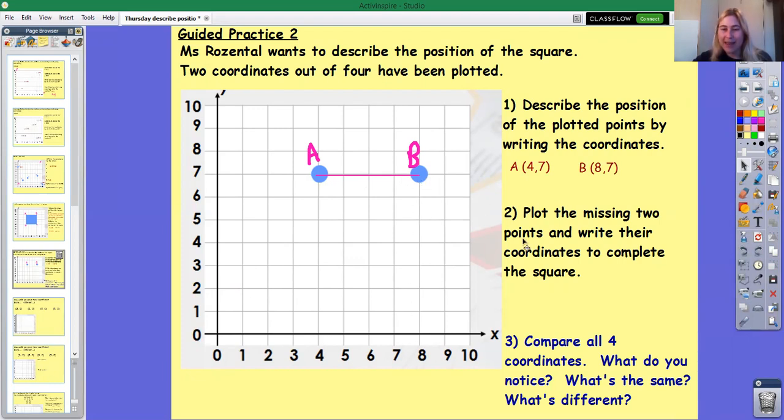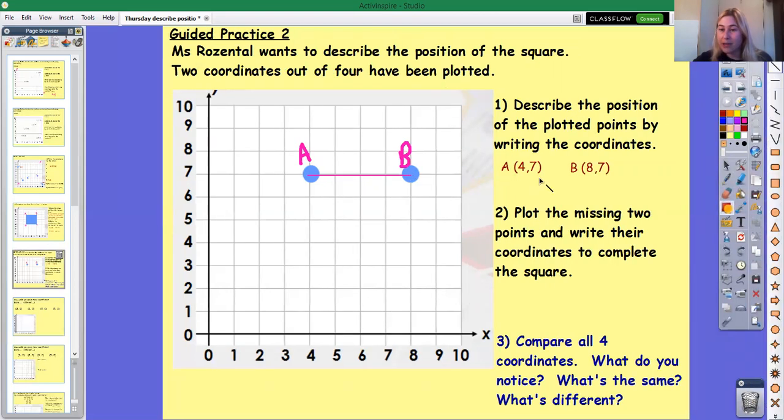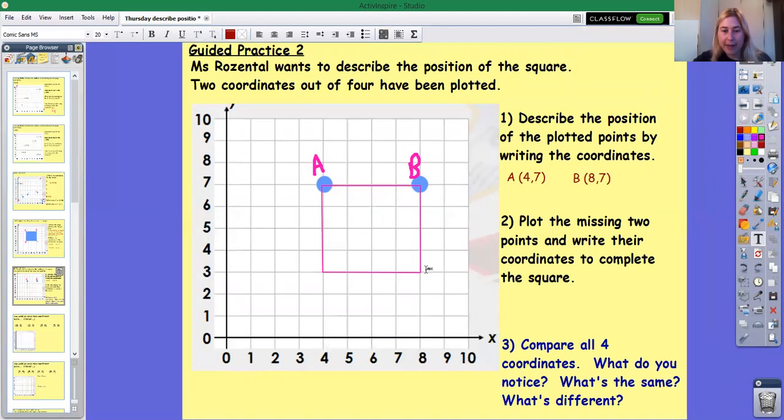Hopefully you agree. Now I need to think about my missing points, and I need to think about the properties of a square. So I know I've got a 4-sided shape here, so I know that all the other sides need to be 4 long as well, and I need to keep my right angles. So I need to draw a line that comes straight down from B and goes 4 squares long, 1, 2, 3, 4. And I need to draw a parallel line that comes straight down and goes 4 squares. And then I need to do another parallel line to AB.